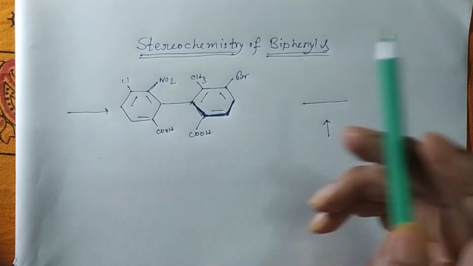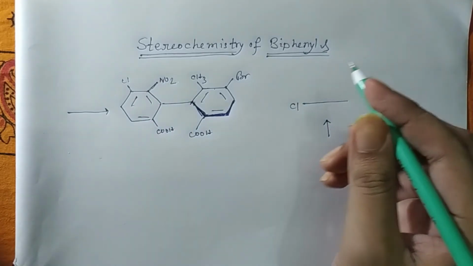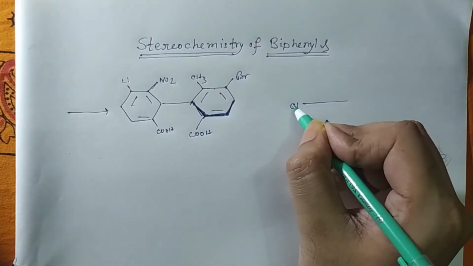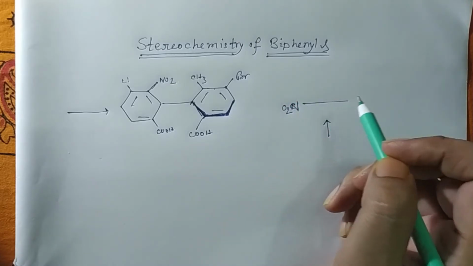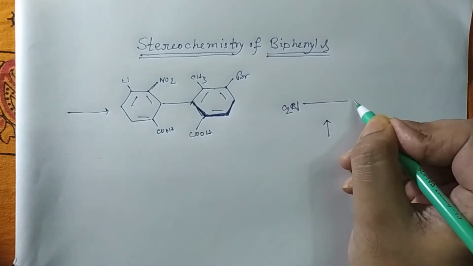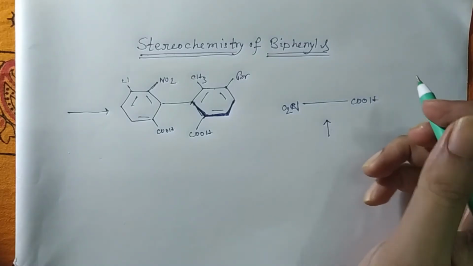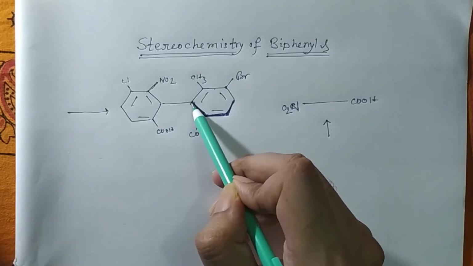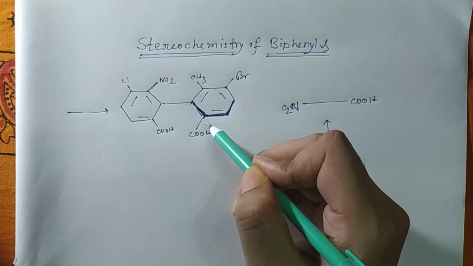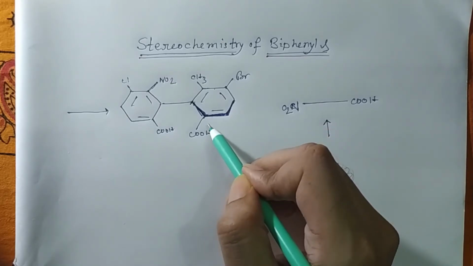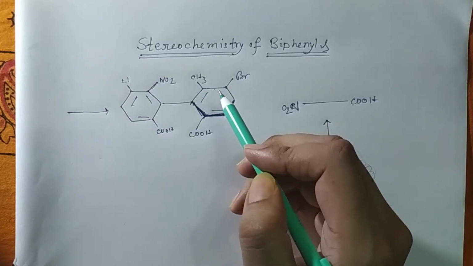The nitro group is on the left side and the carboxyl group is on the right side with respect to this arrow. Now if you move further, this is above the plane of your paper and this is below. So this carboxylic acid will automatically be above the plane of your paper and this CH3 will be below the plane of your paper.